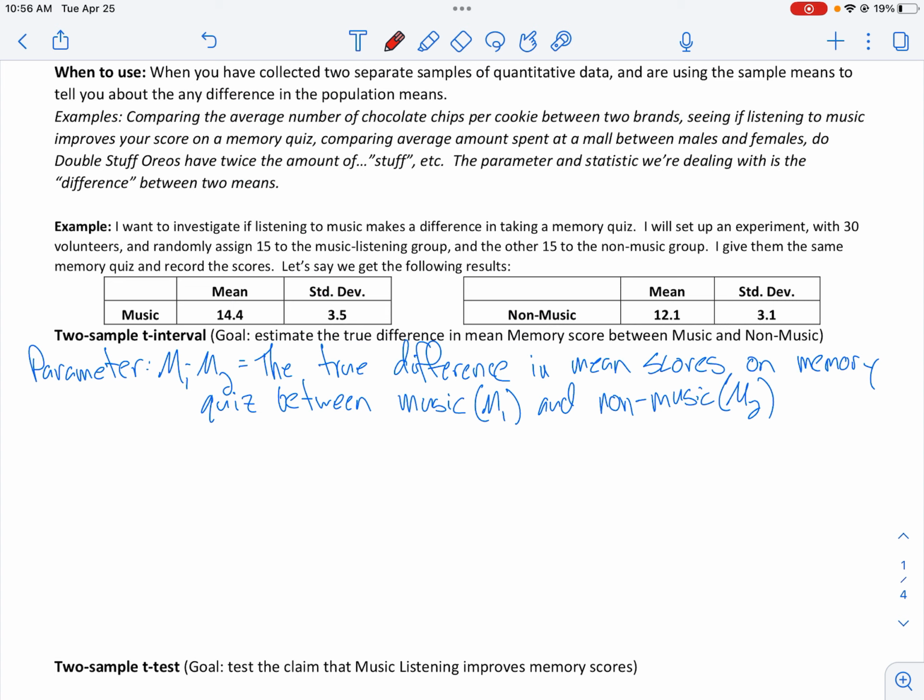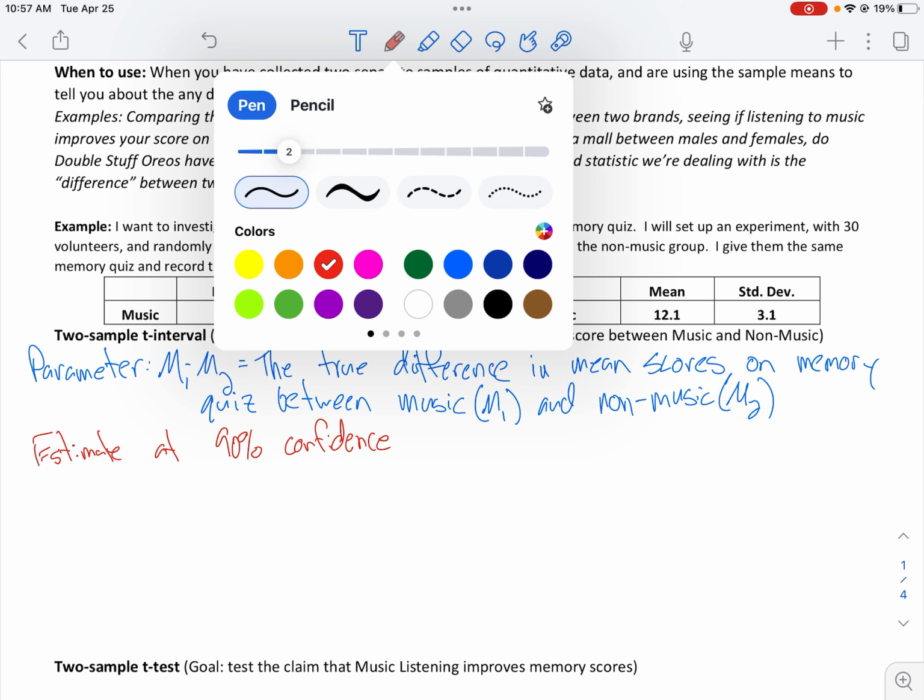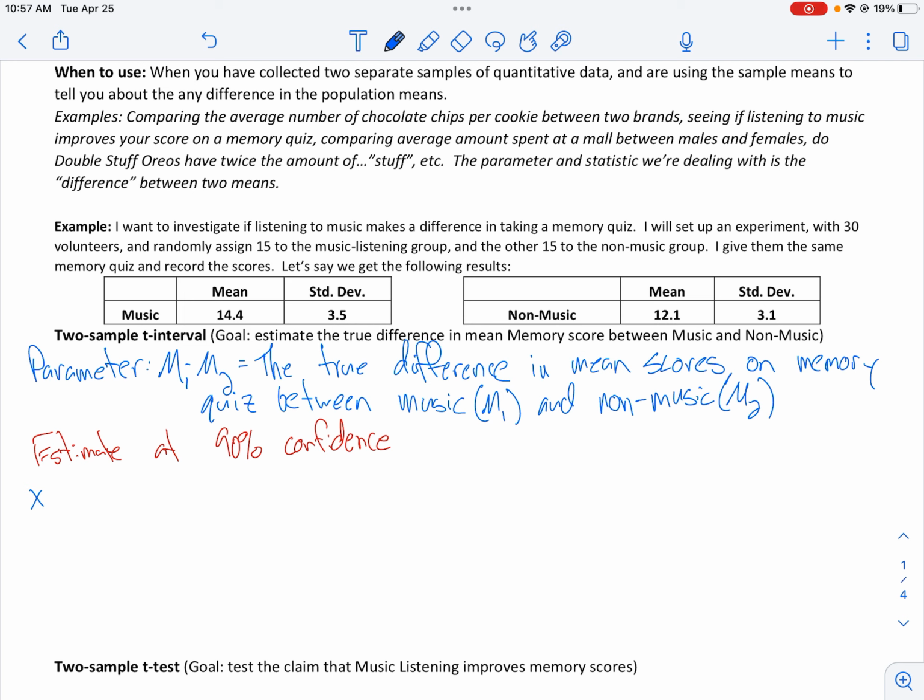Next, we want to state our estimation. We're going to estimate at 90% confidence. The reason for 90% is that our sample is not very big, and so generally you go for a smaller confidence level with that. Then we pull in our statistics, which are all listed up here. Our sample mean x hat 1 is 14.4, our standard deviation 1 is 3.5, and our n1 is 15. Then our x hat 2 is 12.1, our standard deviation 2 is 3.1, and our n is 15 on this as well.